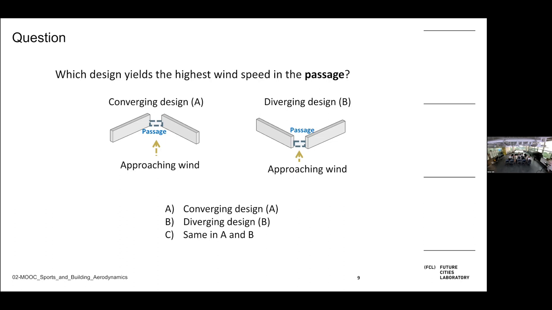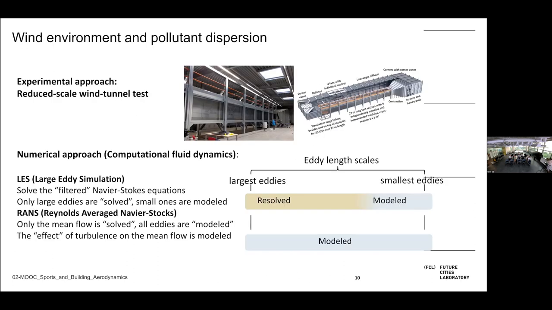Before revealing the answer, I'd like to briefly talk about the research methodology for exploring the wind environment around buildings. First, we have the experimental approach, represented by the reduced scale wind tunnel test. We build the reduced scale building model and put it in the wind tunnel, and we measure the wind speed or pollutant concentration around the building. This method is expensive but accurate.